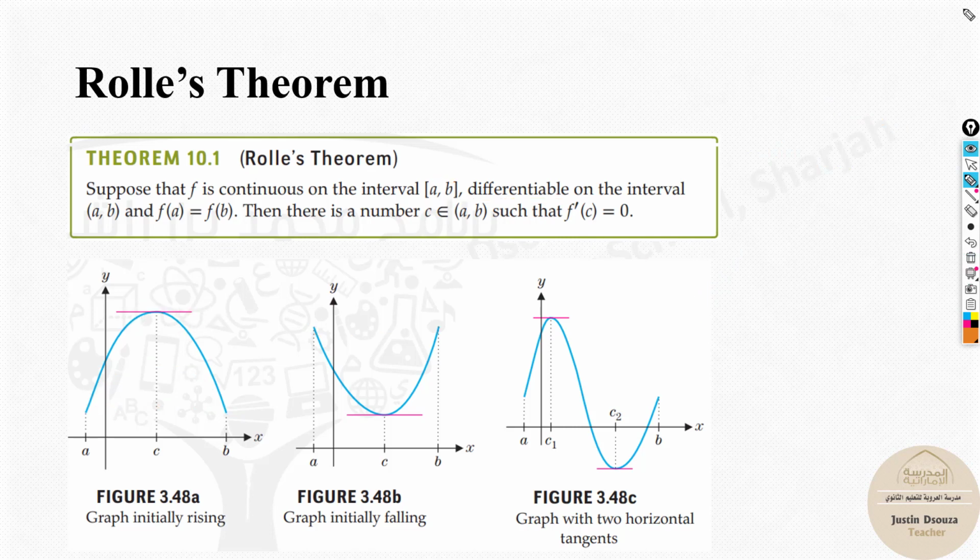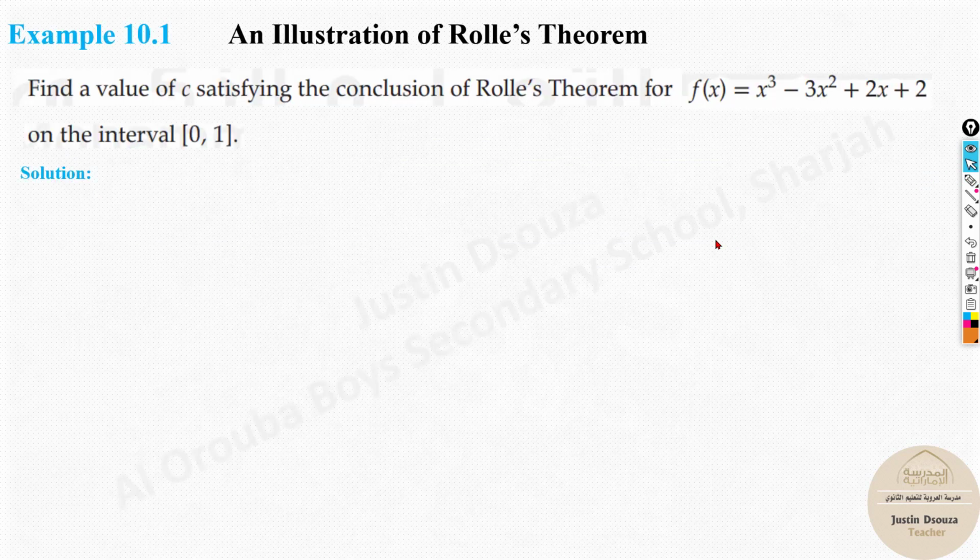Now we will quickly move on to a problem and see it. Say, for example, this problem. We need to find the value of c that satisfies the conclusion of Rolle's theorem for this given equation. Look at the given function f(x). The interval is 0 to 1, which is also important. This is a polynomial. It's continuous everywhere and also differentiable everywhere, so there is no problem in such questions at all.